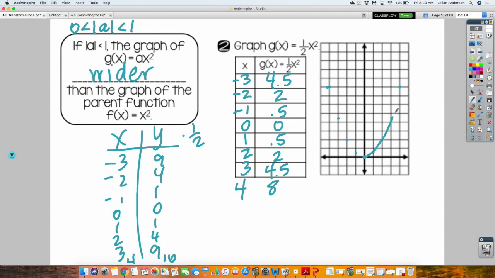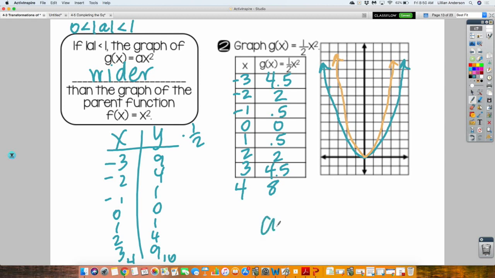I just wanted to add that one in. And I just reflected it over the axis of symmetry. Just wanted to add that one in so you guys can see that with the original graph, how it's getting wider. Does everybody see that? So the tan represents the original function, x squared, and then the blue represents the 1/2 x squared.